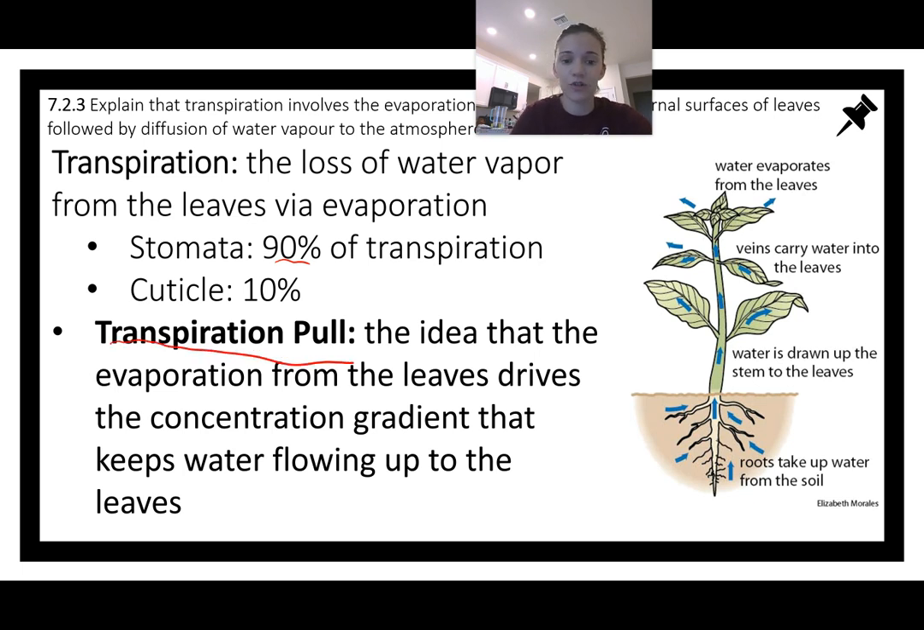And then transpiration pull. Transpiration pull is the idea that transpiration is a driving force behind the water movement in plants. Because water is evaporating from the leaves, there is a lower water concentration in the leaves. When there's a high water concentration in the roots and a low water concentration in the leaves, the roots are going to bring in water and it's going to end up traveling towards the leaves. So the removal of water from the leaves is going to keep driving the movement of water up, and that whole cycle is driven by transpiration.